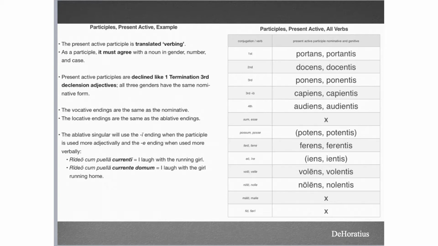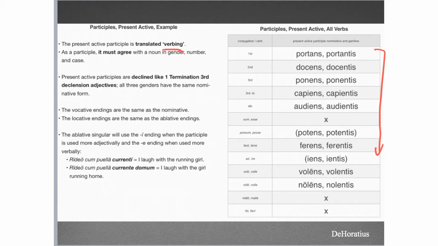So just to how they're translated, all right, as we talked about, they're translated with that ing, kind of verbing, in the case of portans, carrying. All right, participles as adjectives must agree. So just like adjectives, they will agree in gender, number, and case. And then you've got some examples here, right, for sort of all of your conjugations, plus irregular verbs.